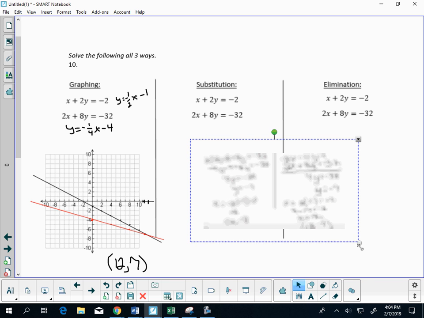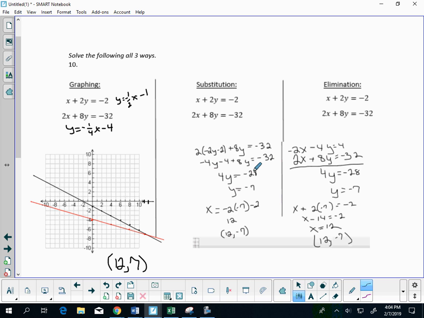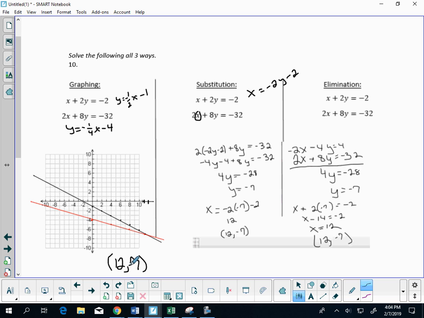On this one, I solved for that x right here first, so I got x equals -2y minus 2. Subtracted 2y from both sides, and then I plugged it in to the bottom equation. Solve it, and I got 12, -7. I might have forgotten my negative sign over on that first graphing one.